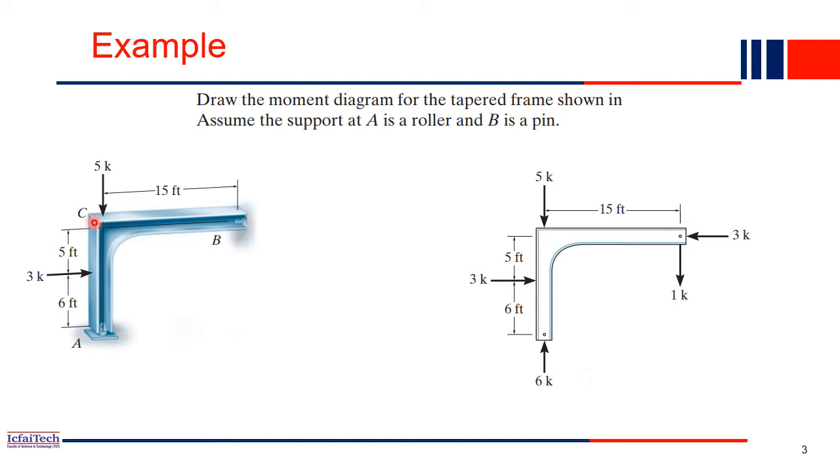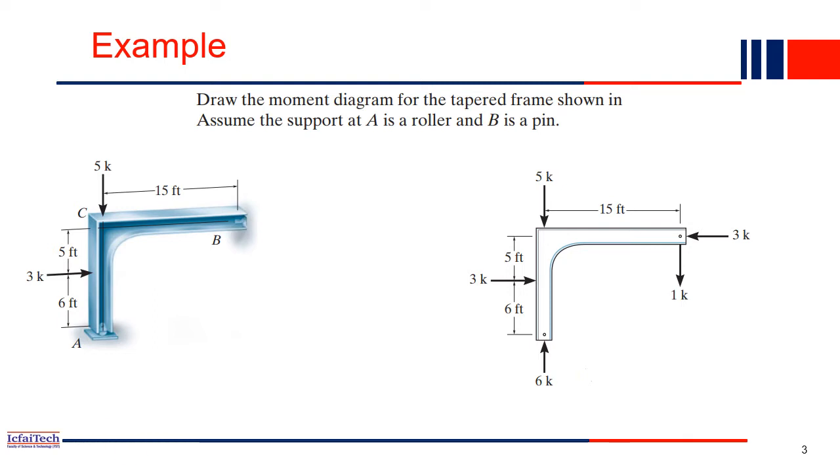So what is the degree of indeterminacy for this frame? If you consider, this is 1 and this is 2. So 3 minus 3, it is 0. So this frame is basically a statically determinate frame. Anyway, our problem is that we have to draw the moment diagram of this frame. So how to do that?